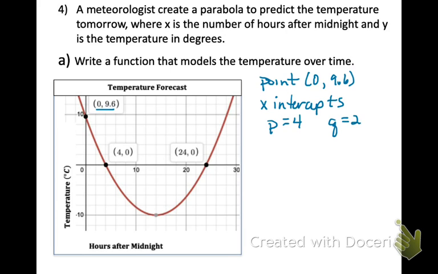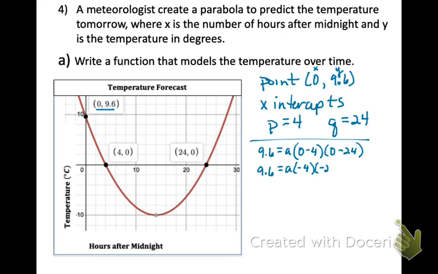And I'm just letting the first value be p and the second one be q. Then you're going to use that intercept form of a quadratic equation and plug in everything you know except for a. The solving on these problems is the same, so you'll do what's inside the parentheses first, multiply together on the right, and then divide. So in this case, a equals 1/10.